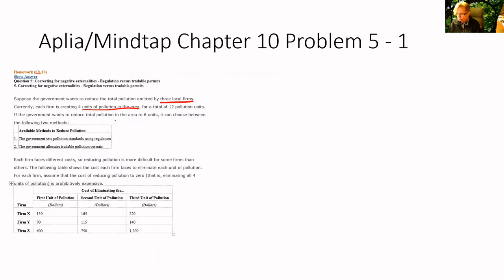If the government wants to reduce total pollution in the area to 6 units, it can choose between the 2 methods. Government sets pollution standards using regulation or tradable pollution permits. Each firm faces different costs, and the table illustrates the cost of reducing pollution. So here we have our first unit of pollution, our second unit of pollution, and our third unit of pollution. At this point, what you might want to do is take a look at what the total costs are for doing this.